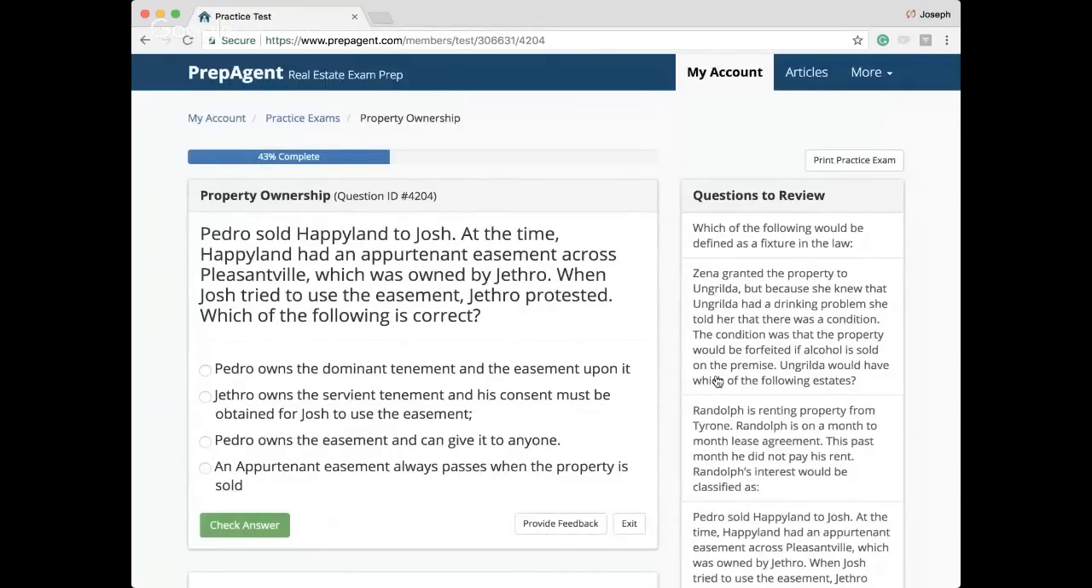Okay, Pedro sold Happy Land to Josh. At the time, Happy Land had an appurtenant easement across Pleasantville, which was owned by Jethro. When Josh tried to use the easement, Jethro protested. Which of the following is correct? Pedro owns a dominant tenement and the easement upon it. Jethro owns the servient tenement and his consent must be obtained for Josh to use the easement. Pedro owns the easement and can give it to anyone. And an appurtenant easement always passes with the property when it's sold. What do you guys think?